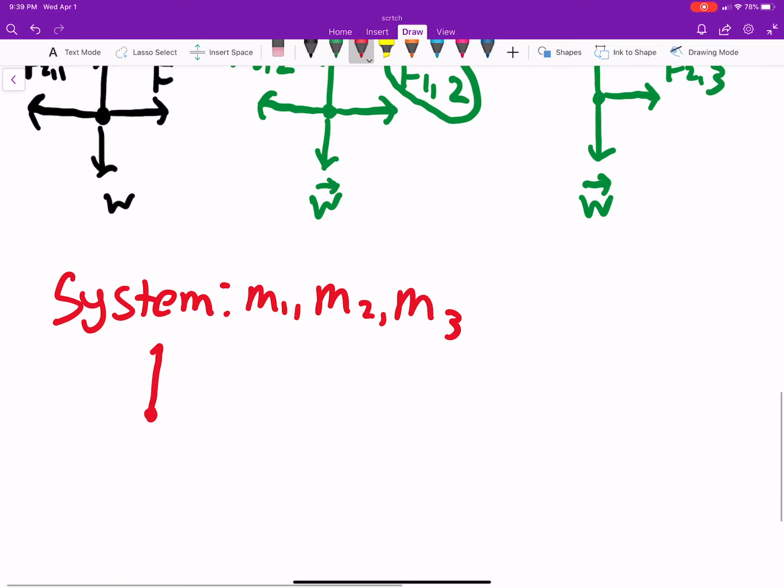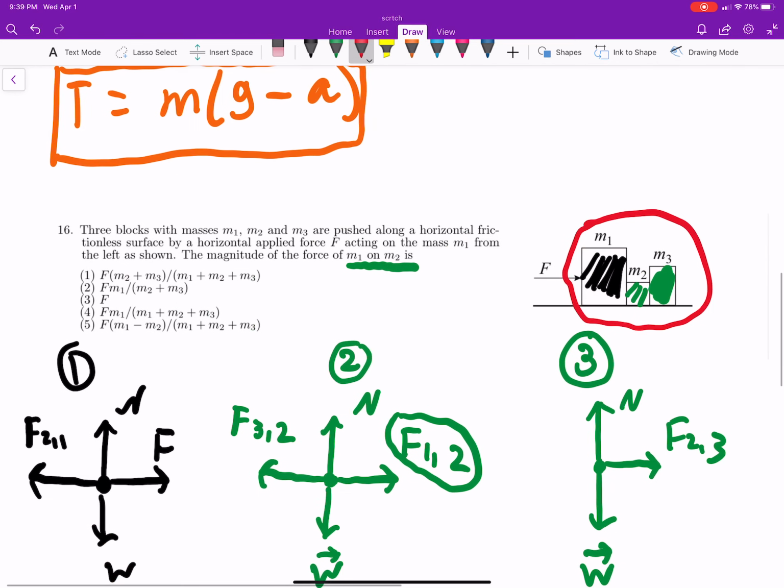Well, we would have a normal, weight force, and ultimately this force applied. There's no friction, so we don't have to worry about that. So this is the system free body diagram. Okay?